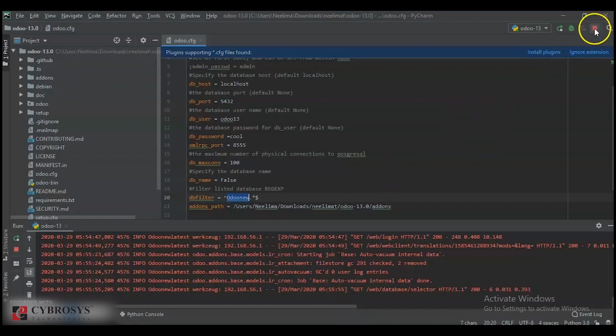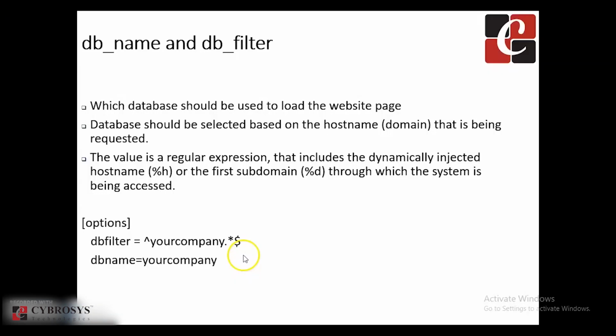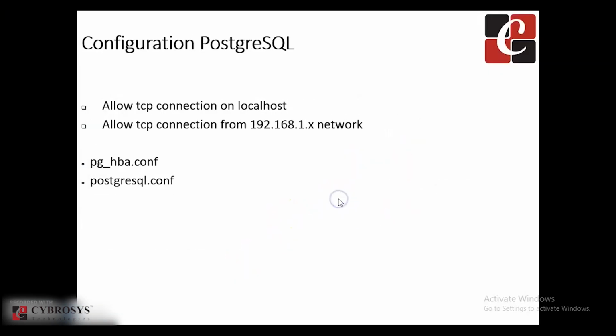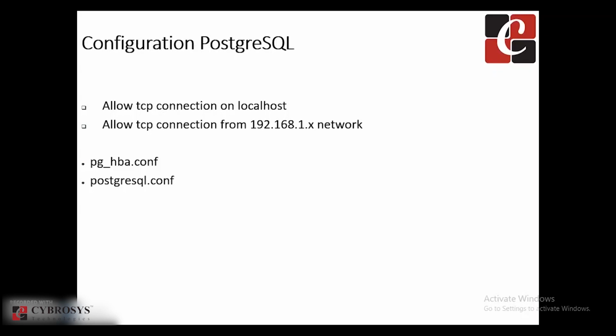Okay, now let us stop this. We just don't need it now. Now let us continue with the remaining configuration files. So this is all about the Odoo configuration file. Okay, then we need to configure the PostgreSQL, where we need to allow TCP connection localhost on IP network. First of all, we need to do it for the PGHBA configuration file and PostgreSQL configuration file. So, okay, first let us see the PGHBA configuration file.